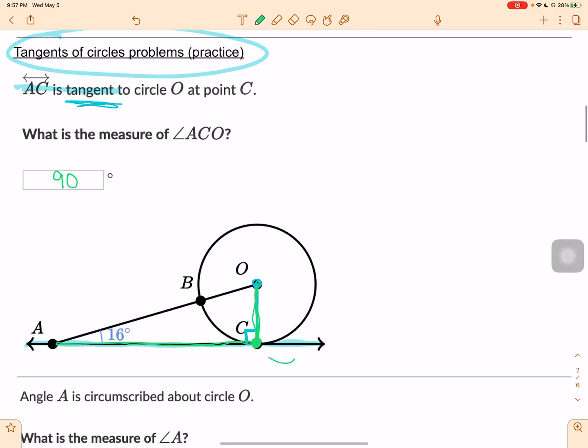Okay, and this is point C. We would call that the point of tangency. That is where the tangent line touches the circumference or the edge of the circle.